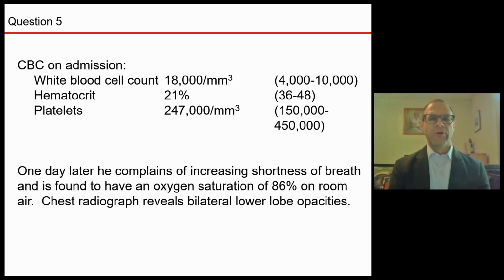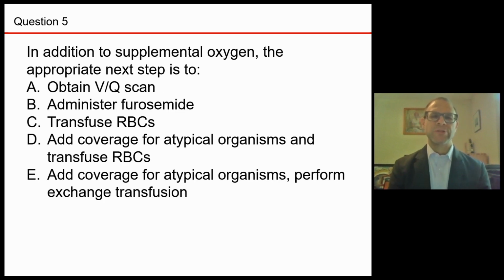On admission, the hematocrit was 21%, white cells 18, platelets normal. A day later, he began complaining of increased shortness of breath and was found to have an oxygen saturation of 86%. The chest x-ray was repeated, showing bilateral lower lobe infiltrates. In addition to supplemental oxygen, what's the next step?